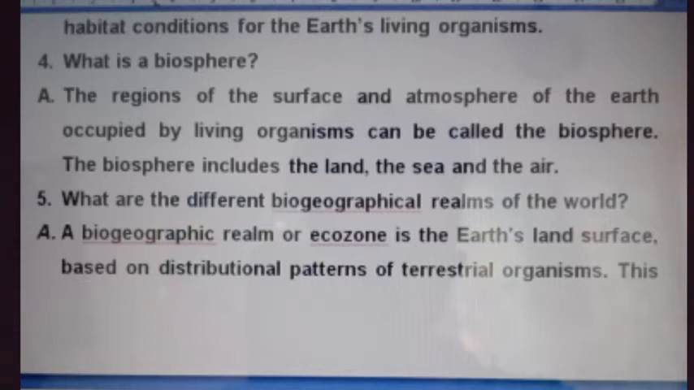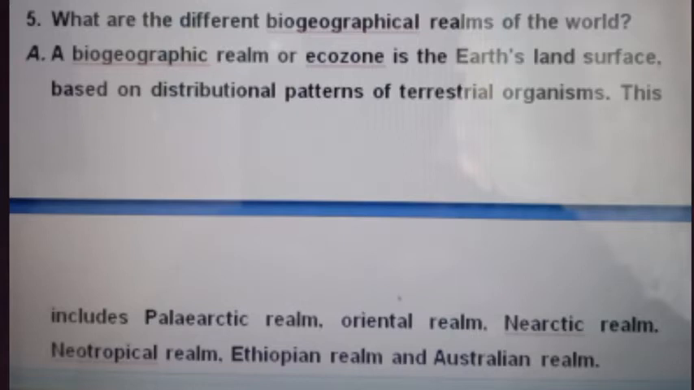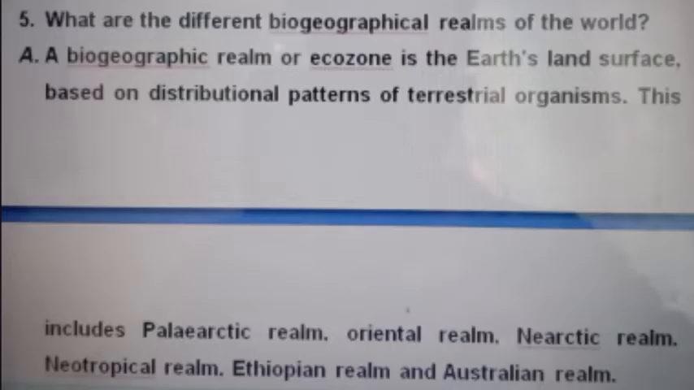Next question, fifth question, that is, what are the different biogeographical realms of the world? Of the world is what was asked, so note that point. So let's see, a biogeographical realm or ecozone is the Earth's land surface based on distributional patterns of terrestrial organisms. These include Palearctic realm, Oriental realm, Nearctic realm, Neotropical realm, Ethiopian realm, and Australian realm.